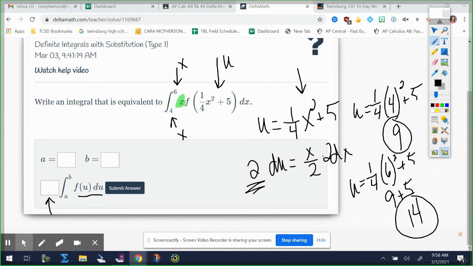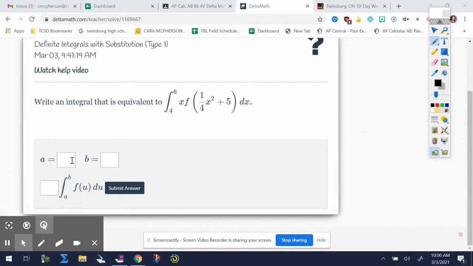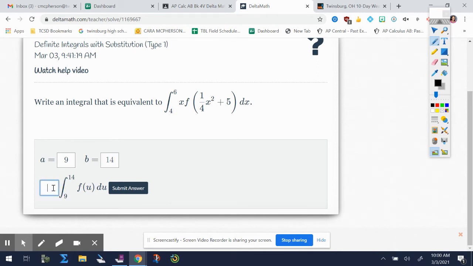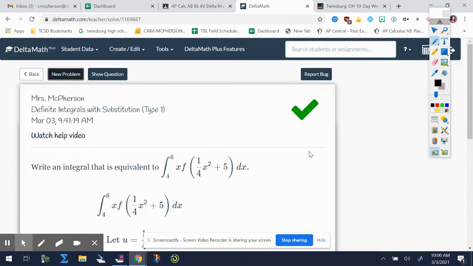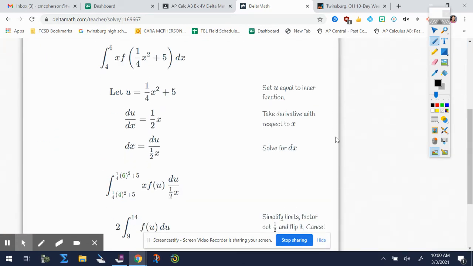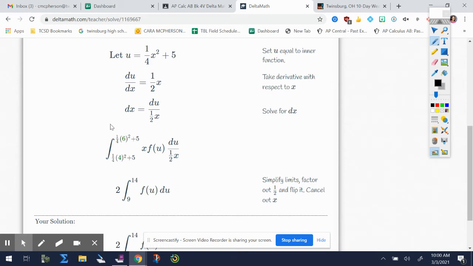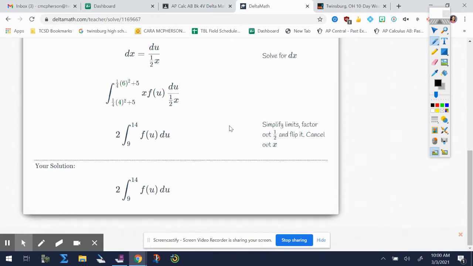Sometimes this is referred to as a complete U substitution, meaning you're completely changing everything to U's. So what you're going to type in to Delta Math is what these new boundaries are. So 9 and 14. And then we're going to put in our adjustment that we had when I did my U and my DU, and submit your answer. See if they do it. They do it kind of similarly. I kind of like the way that we write it. They actually show the plugging in and putting in the boundaries is what you're looking for.